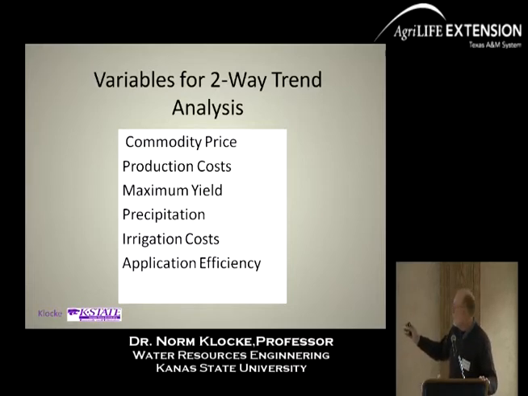Commodity prices, we just looked at them. Production cost, maximum yield, precipitation, irrigation cost, and application efficiency. So if you're anticipating making a change or might see what the results of this change might be, well, let's look at a two-way table, and we can do that in the program to examine those one against another to see what the results are. You may be looking at, say, a big increase in irrigation costs. How might that influence the other outputs?